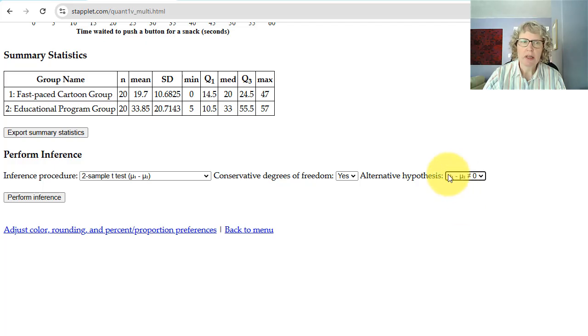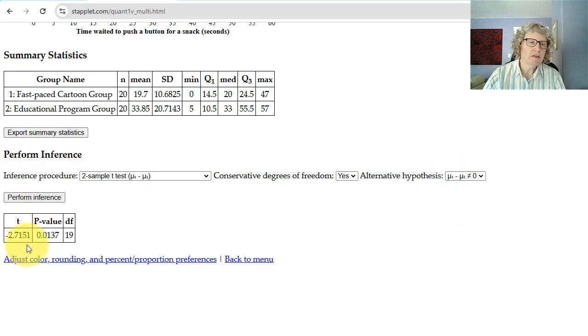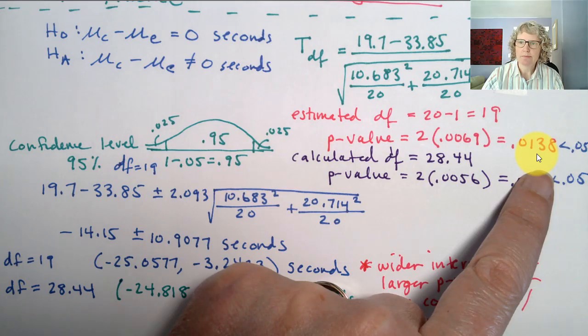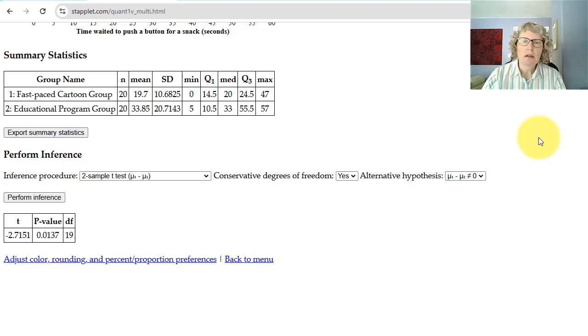So let's check our test first. Conservative, okay, so this is where if you put conservative yes, it will use just the smaller n minus 1. So some places call it estimated, some places call it conservative, and Statlet uses conservative. We are doing a two-tail test. So perform inference. So this is our t star, right? We got the 2.7151, and the p-value, yes, it's just different on the last digit. Okay, if we do conservative degrees of freedom, it shows you that 19 is the estimate right there. If we put no, then our p-value changes and it calculates the degrees of freedom here.